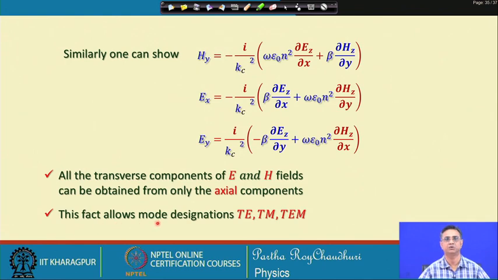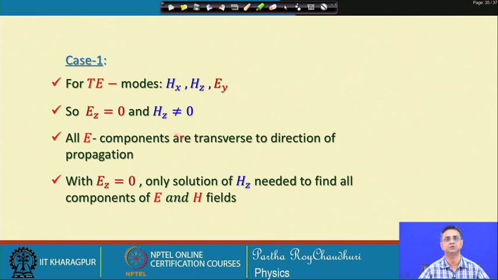This fact allows mode designation TE, TM and so on, whether you have a transverse electric field, whether you have a transverse magnetic field, whether you have both transverse electric and magnetic field. So, this is the fact which tells you how. So, case 1, for TE modes you have Hx, Hz, Ey, and Ez equal to 0. You can look at these components which constitute the TE modes.